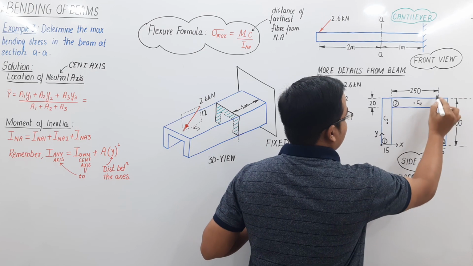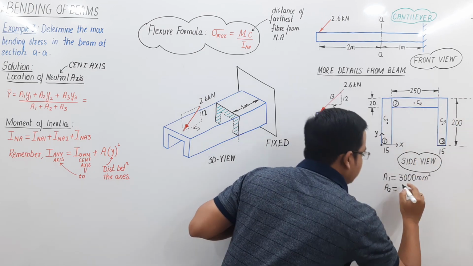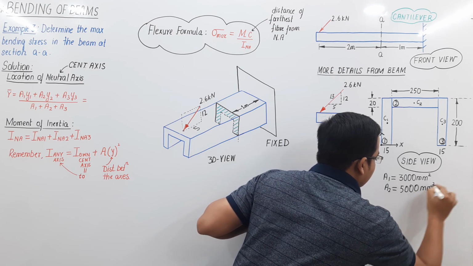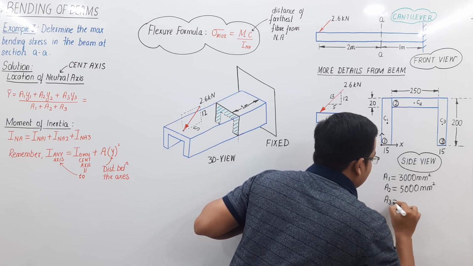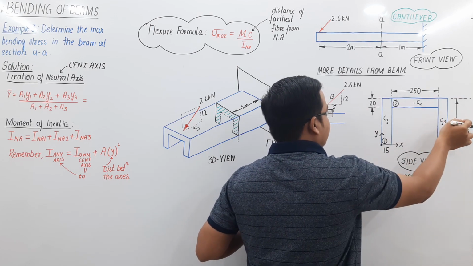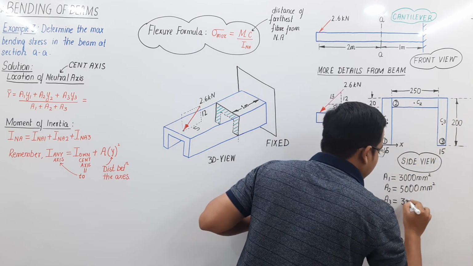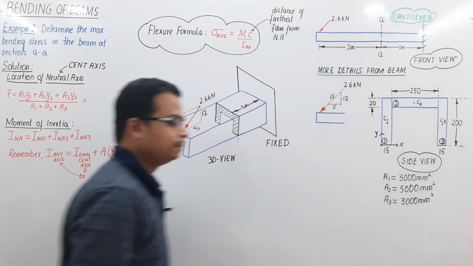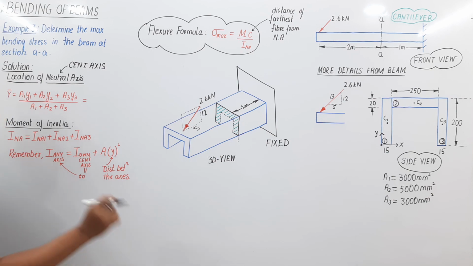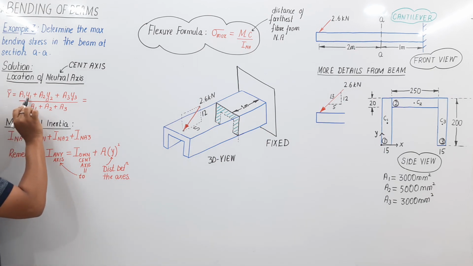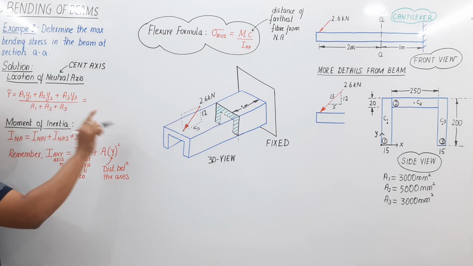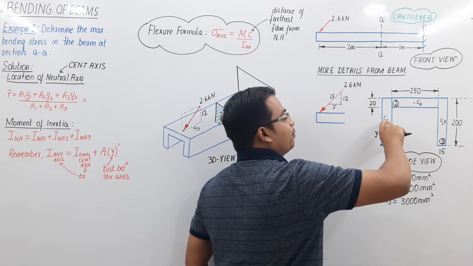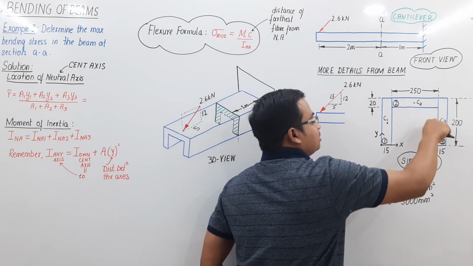Area 2, 250 multiplied by 20. 25 twos are 50 and double zeros, so this is going to be 5000 millimeter square. Again, this is area 3. Area 1 and area 3 are identical, so again, 200 multiplied by 15 will return the same value, 3000 millimeter square. So that was all about areas. Now let us find the distances of the individual centroids of those three rectangles with respect to the x-axis: this distance y1, this distance y2, and this distance y3.